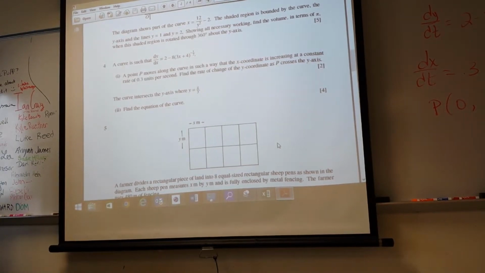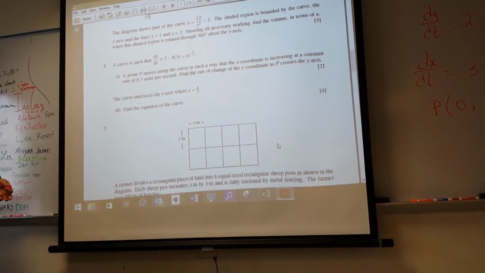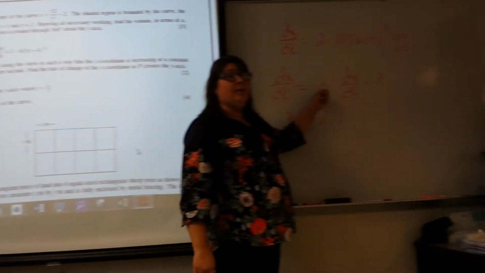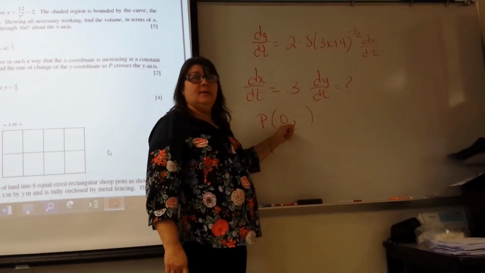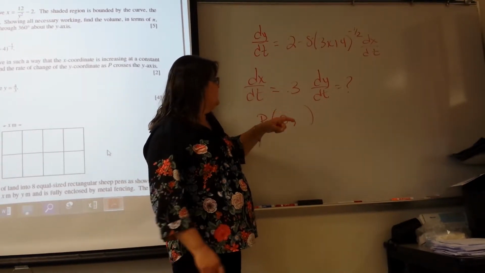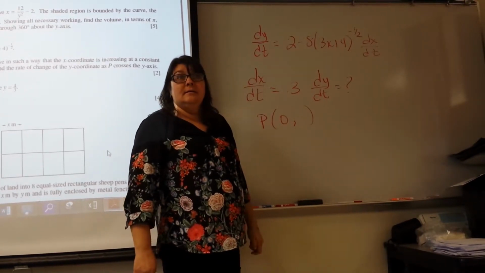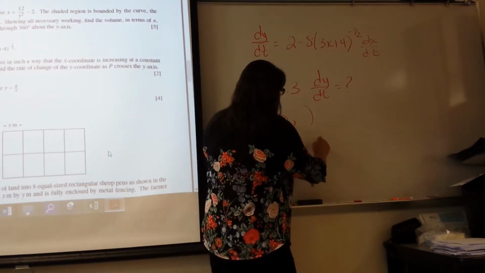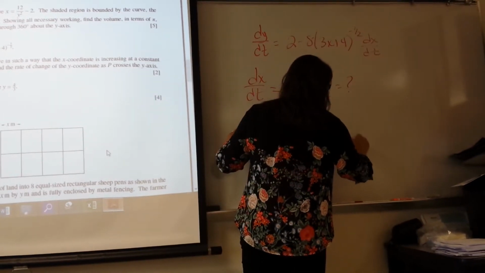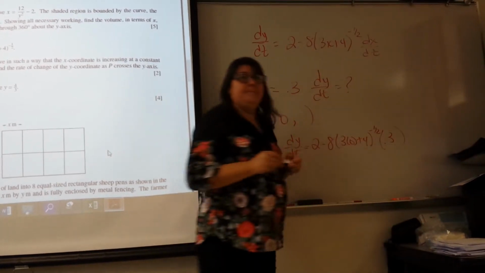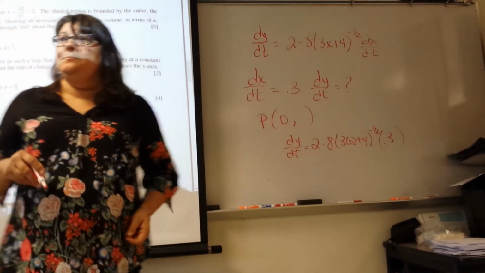You just plug and chug. It's not a bad problem. So everywhere we see a dx over dt, we put 0.3, and everywhere we see an x, a 0, and we're going to plug that in and get what dy over dt is. So dy over dt is equal to 2 minus 8 times 3 times 0 plus 4 to the negative 1/2 times 0.3. That's really not a bad problem.